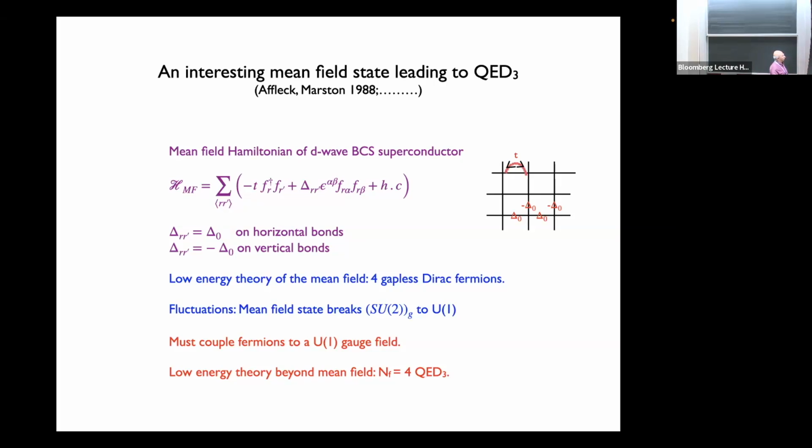Right? So it's known, by analyzing this, that you can show this mean field state breaks the U2 gauge structure down to U1. And so we must couple the fermions to a U1 gauge field. The low energy theory beyond mean field is precisely this NF equals 4 QED3. Okay, so that's the lattice construction of the state.